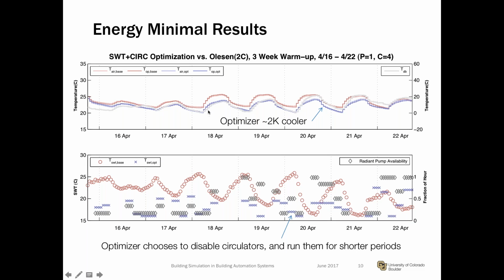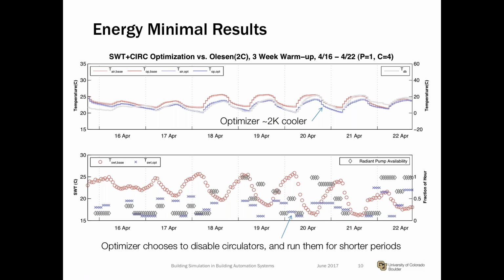You can see that over the course of Monday through Friday, the building that is governed by the optimal controller tends to have temperatures that are shown in blue. They're lower temperatures. The air and operative temperatures are lower for this building than for the base case building utilizing the standard control. In general, we see temperatures about 2 Kelvin less.